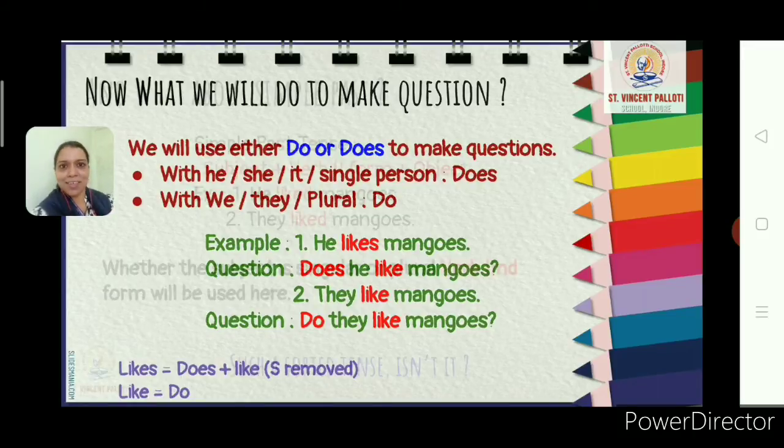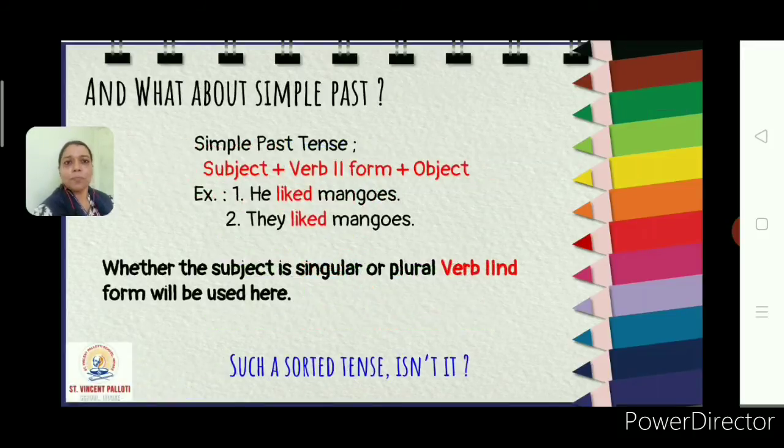Okay, easy, isn't it? Very easy it is. Now see, simple past. What is simple past? What is the structure? Subject plus verb second form plus object. There are three forms of verb. Of every verb there are three forms of verb. The different rules for them we will talk about later. First you see the example.